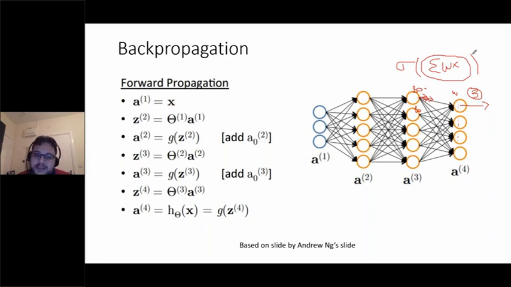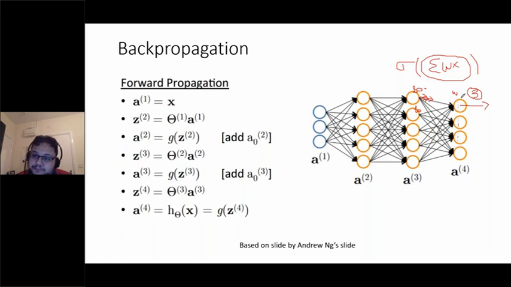Miriam, are you happy with this? Yeah, so far, yes. Guys, I didn't understand how we distribute the error. Yes, the word "distribute" is kind of confusing. How we distribute the error.